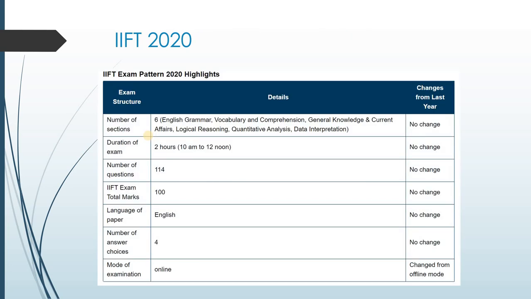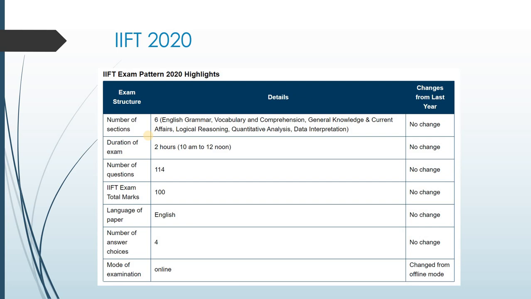Let's begin. So after 2020, the pattern more or less remains the same. The sections are the same, six sections. As you can see: English, vocab, GK, LR, Quant and DI. 2 hours exam, 100 marks, 114 questions. And the mode of examination is online this year, which was offline till last year.